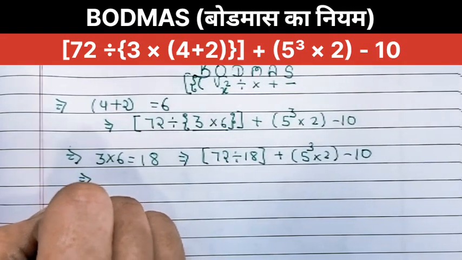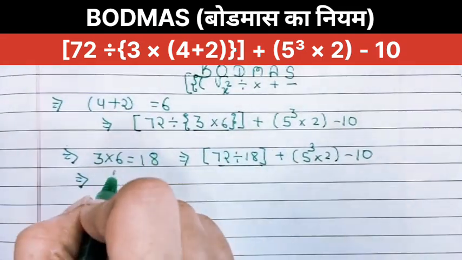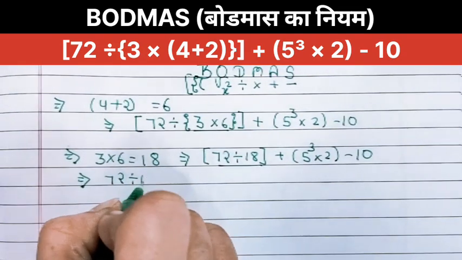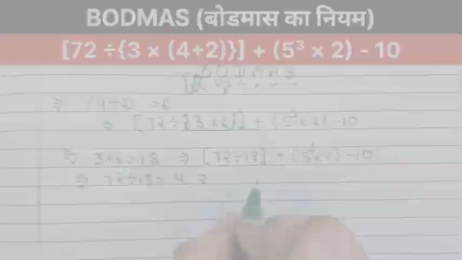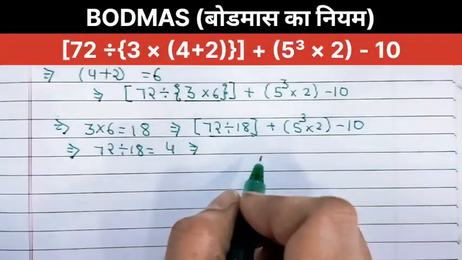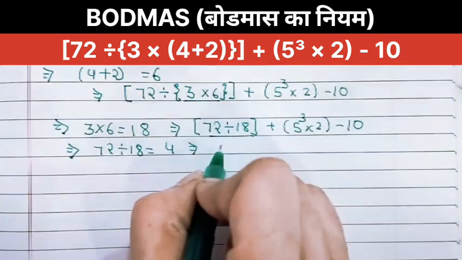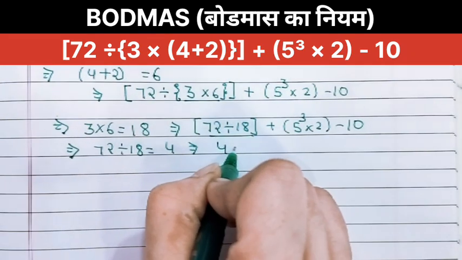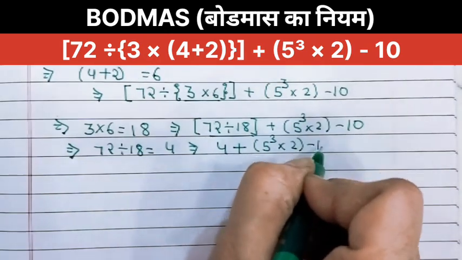Now move to the third step, solve the square bracket. So according to this square bracket, 72 divided by 18, now the answer is 4. And according to this step 3, we must completely resolve the outermost square brackets to simplify the first major component of our equation. So now the current expression becomes 4 plus 5 cube multiplied by 2 minus 10.